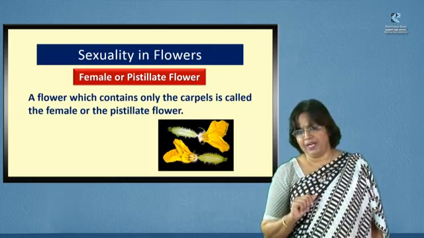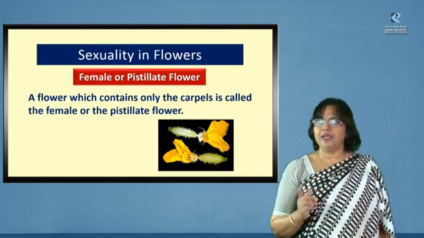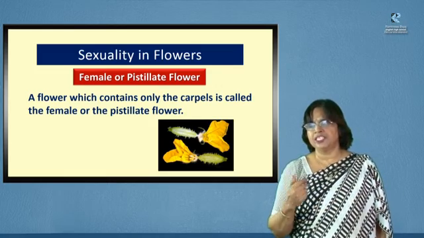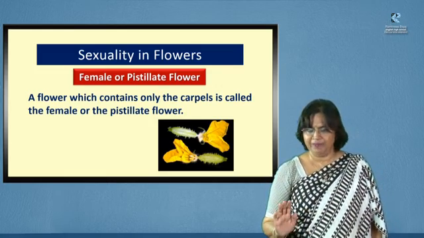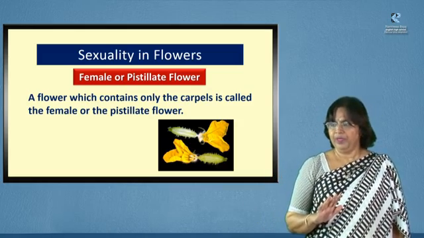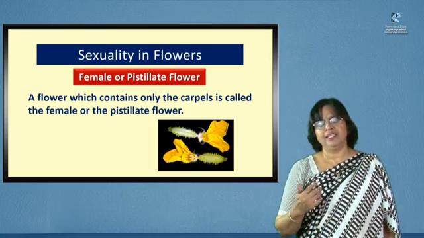The female flower similarly is called a pistillate flower. The pistillate flower will not have the androecium. It does not have the anther, does not have the filament, does not have the stamen. But it has the calyx, corolla and gynoecium. The pistil is present, that is, it has the ovary, it has the stigma, it has the style.